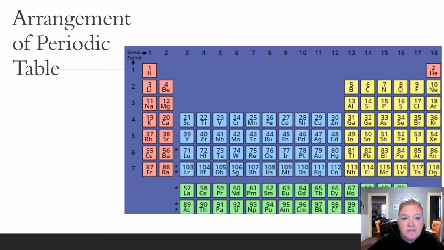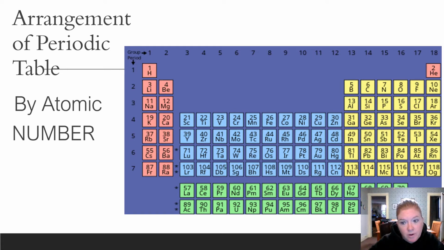All right, so here's the arrangement of the modern periodic table. And if you recall, it is arranged by atomic number. And when you arrange it by atomic number, we are going to have repeating patterns based on the number of valence electrons. And the number of valence electrons, remember, determines properties, how elements react. And that is why we see those repetitions of properties.